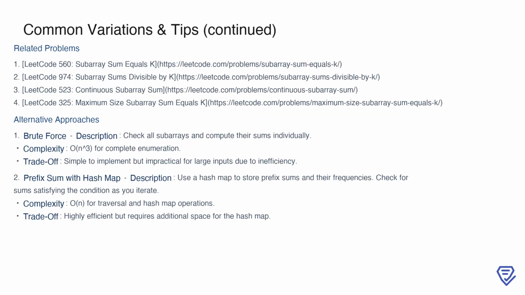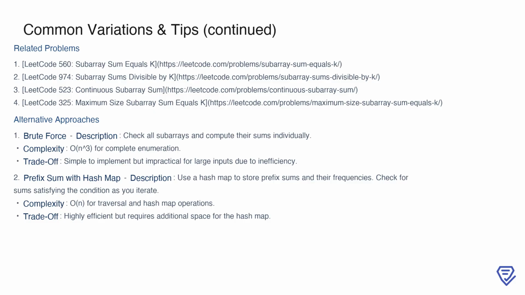To deepen your understanding, it's helpful to explore related problems. For example, LeetCode 560 focuses on subarrays that sum to a target value, while LeetCode 974 and 523 deal with subarray sums divisible by a given number. LeetCode 325 is another variation, where the goal is to find the maximum size of a subarray with a specific sum. These problems build on similar concepts and strengthen your problem-solving skills.